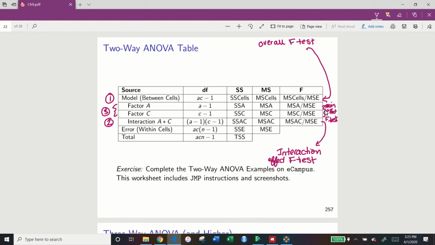So at this point, in the notes, it says we should go ahead and complete the exercise with the two-way ANOVA examples on eCampus. This example does include all the jump instructions and screenshots. I'm not going to do that in this video. I'm going to do that in a separate video, and I'm going to continue on and talk about our three-way ANOVA table. And you'll see how this very easily extends to what we've already done so far.